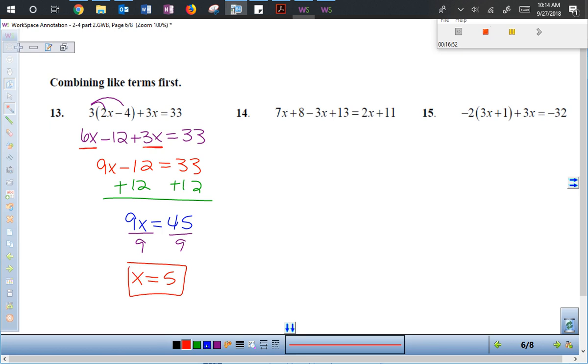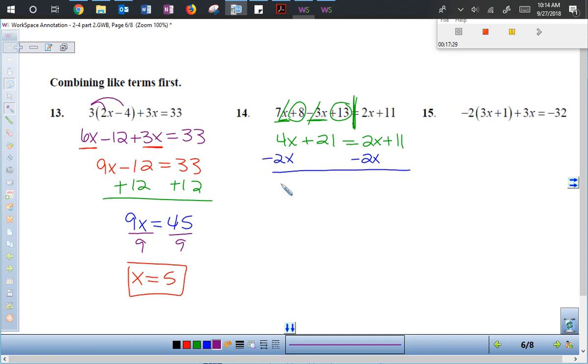On number 14, we still need to combine like terms because on the left side, so here's my equal sign, on the left side I have a 7x and a negative 3x on the same side. So I want to add those together and I get 4x. And then I have a plus 8 and a plus 13 on the same side, which will give me a plus 21. Then I can bring down my equal sign, 2x plus 11. Now I can solve by getting all of my variables onto one side and all of my constants onto the other. So I'm going to subtract 2x from each side. And that's going to leave me with 2x plus 21 equals 11.